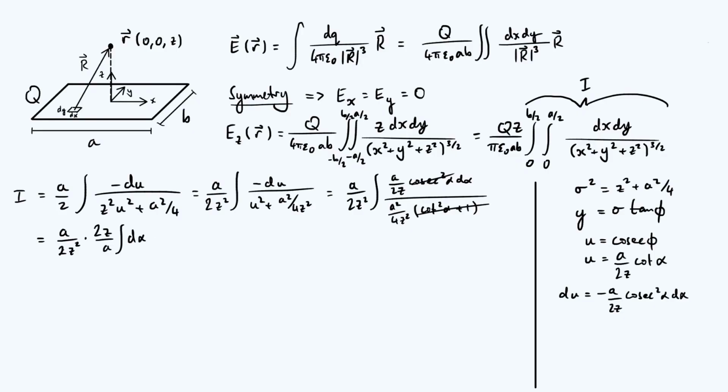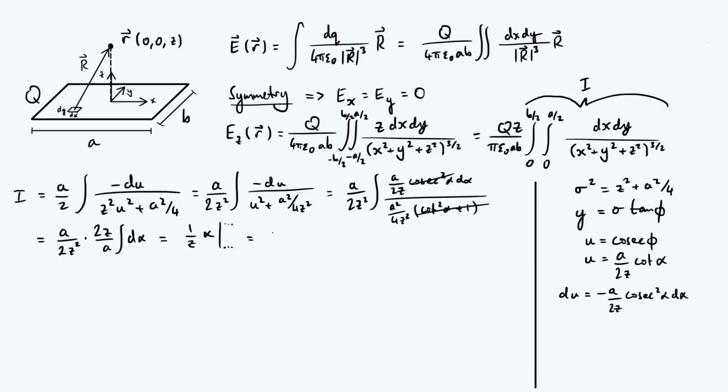A lot of stuff nicely cancels. The 2's cancel, the a's cancel, one of the z's cancels as well. And so you are just going to get 1 over z times alpha. Again, I'm not going to bother writing in the plus c constant, because we are evaluating this between two limits, but we want to first transform back to our original variable that we're integrating over, which is y. So I'm going to leave off those limits until we have transformed back to y.